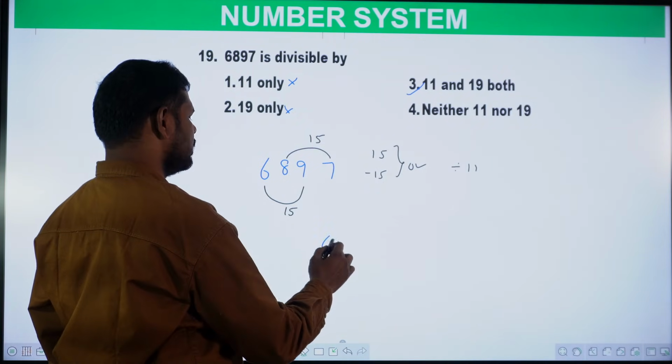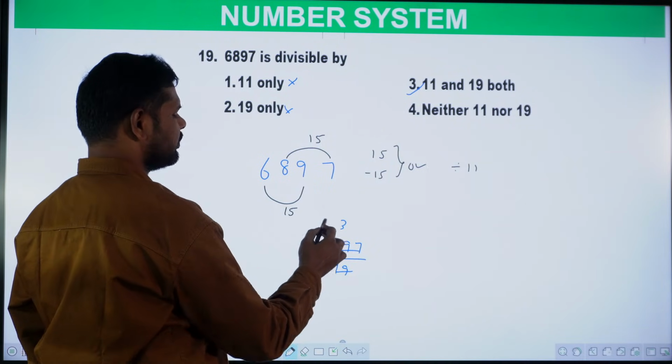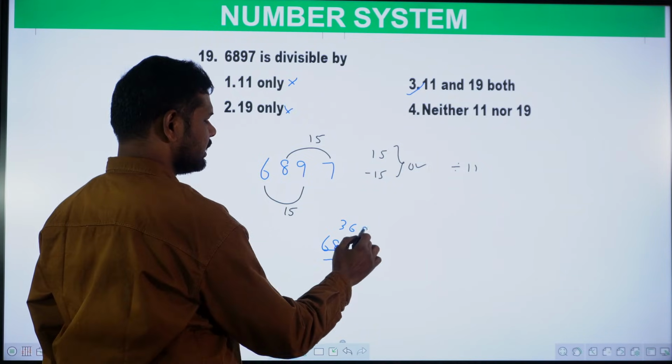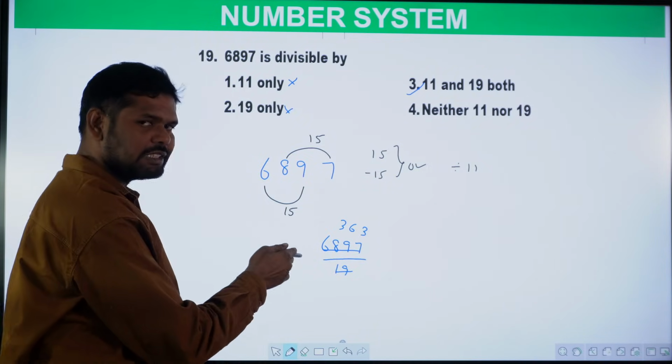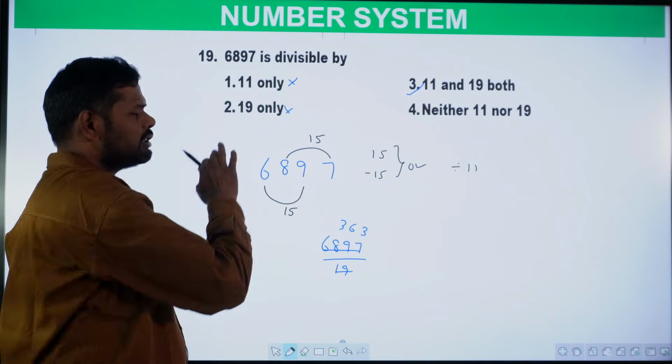Still you have any doubt? 6897 divisible by 19: 19 times 3 is 57, 19 times 6 is 114, 57. 19 into 363 is nothing but 6897. That's it. So 'only' means you eliminate that option.